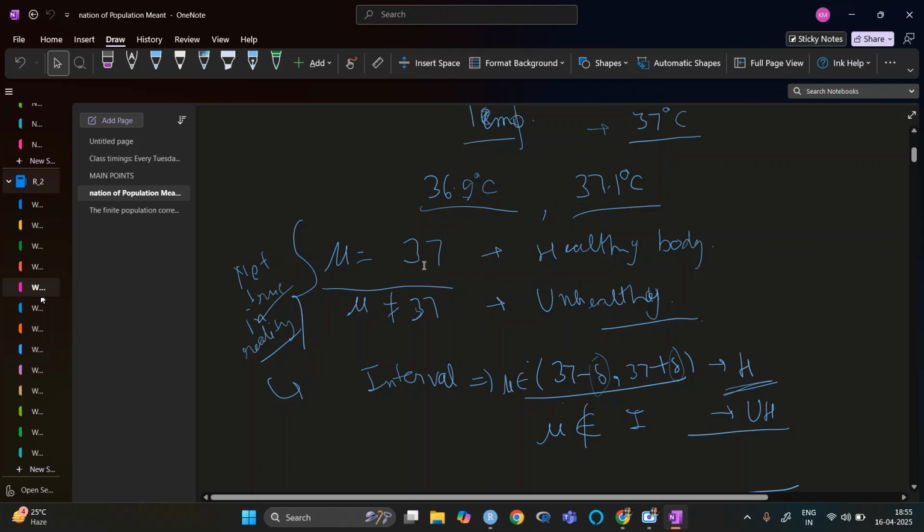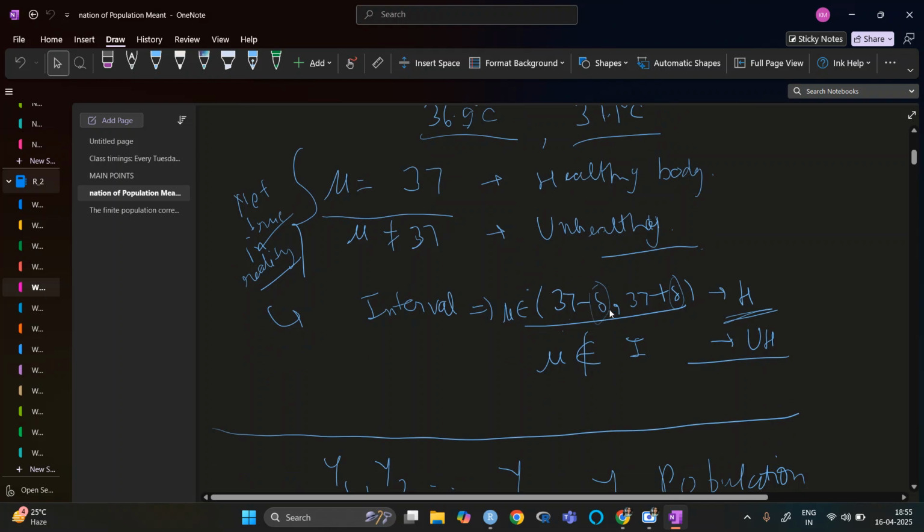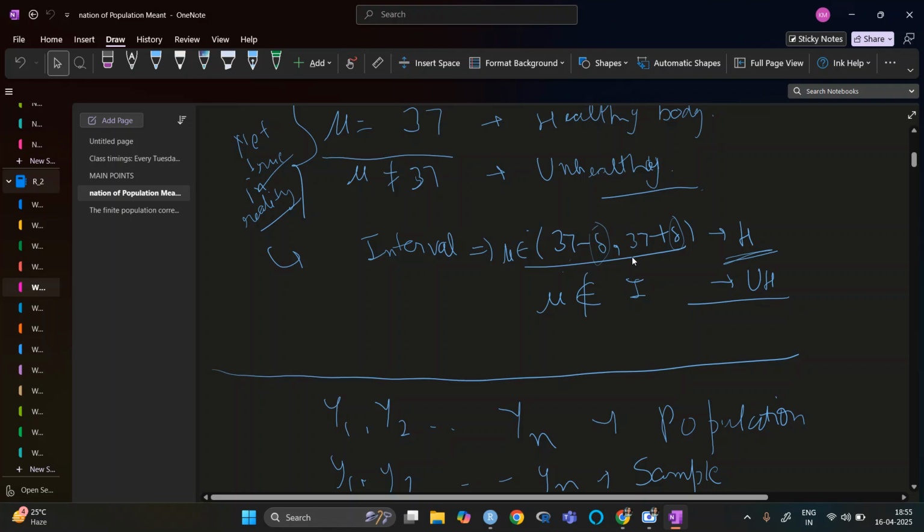But there we try to find the interval, to see whether this value is significantly different from 37. If it is significantly different from 37, then it is an unhealthy body. But if it is not significantly different from 37, then it is a healthy body. So we try to find the interval, and let us say the interval is defined by 37 minus delta and 37 plus delta. If mu belongs to that interval, it is healthy. If mu does not belong to that interval, it is unhealthy.